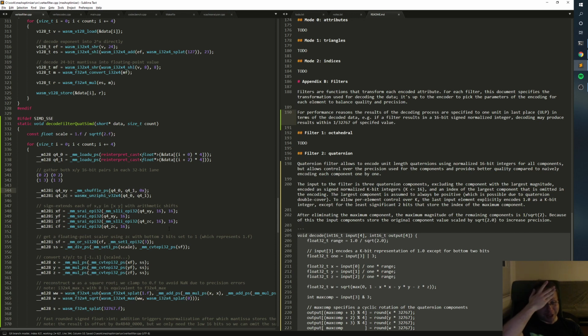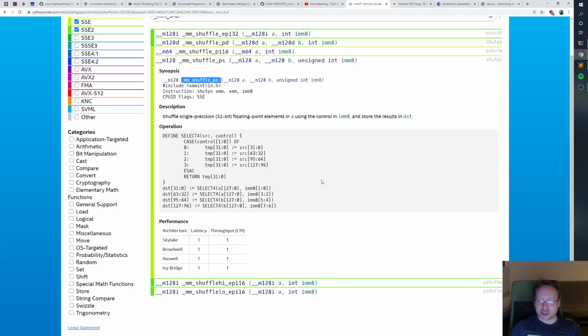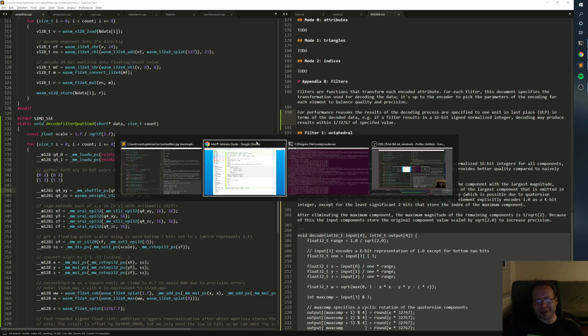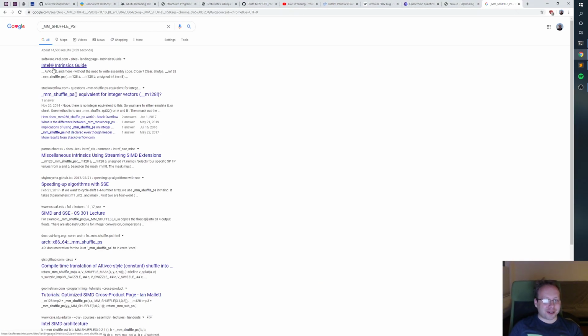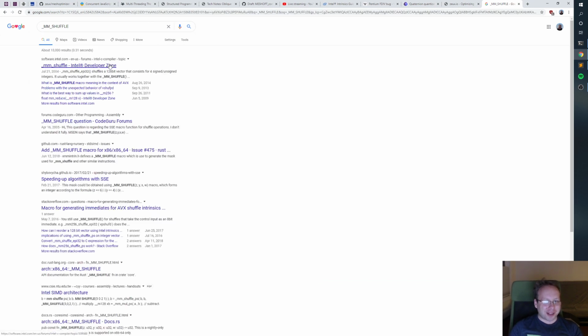Now, there's this bit where I really hate the intrinsic set. It's not the instruction set really, it's the intrinsic set. So there's this immediate, and there's this macro, and then shuffle PS, is it? But this macro has the arguments in the wrong order. Is it just a shuffle? Yeah, it had the arguments in the wrong order.